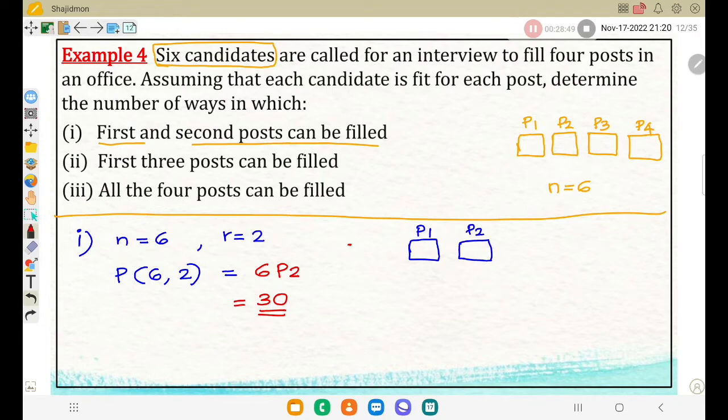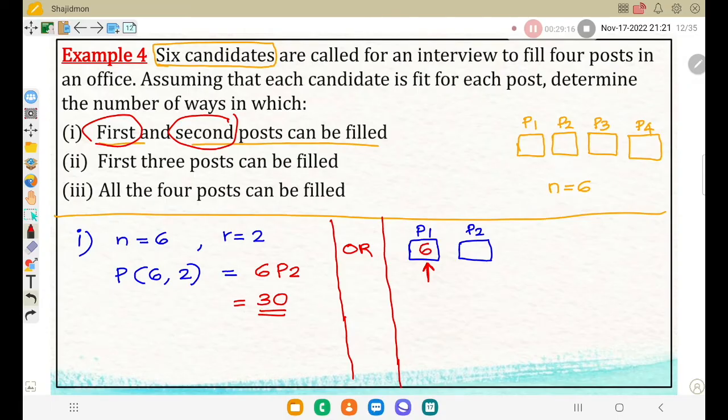Other way, the same question as I told you, how can we do it in another way? Second way. I will tell you here how we can do the second way. How many posts do we need to fill in the first question? First post and second post, only 2 posts, correct? P1 and P2. How many pupils do we have? 6 pupils. So how many ways can we select a person for the first post? There are 6 people, all are eligible. Correct? One person from the 6 we are selecting for post number 1. So 6 possibilities are there.